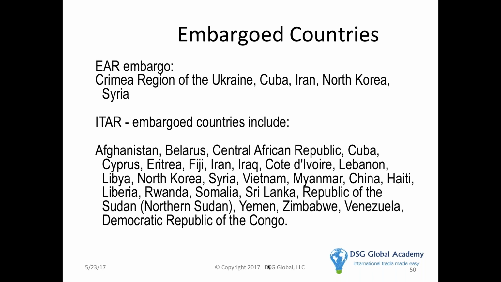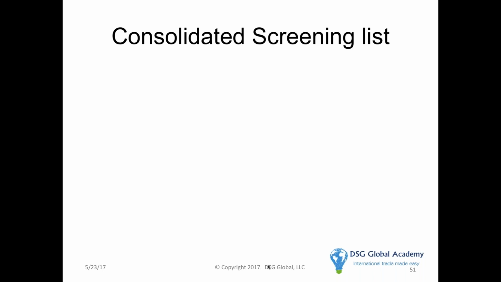Embargoed countries for the BIS are Ukraine, Cuba, Iran, North Korea, Syria. The United States has significantly relaxed the rules on Cuba, but there are still license requirements in place and the embargo. ITAR has a much longer list of countries you cannot ship ITAR goods to: Afghanistan, Belarus, Central African Republic, Cuba, a much longer list.